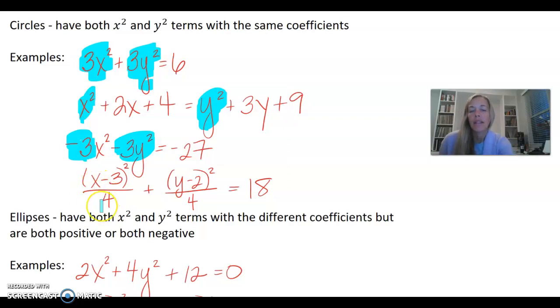And then the last equation looks a little funny, but it's going to become comfortable to you as we work through this chapter. If you were to expand this, both the x squared and the y squared would have a coefficient of 1/4. If you completely expanded the top and divided all the coefficients by 4, they'd be the same.